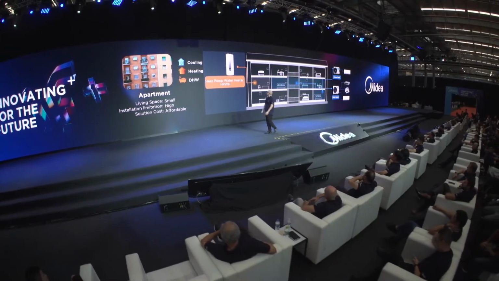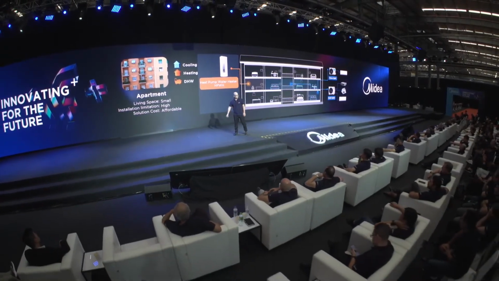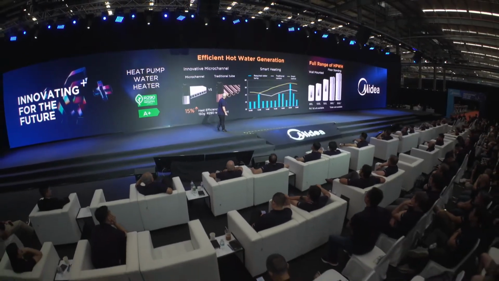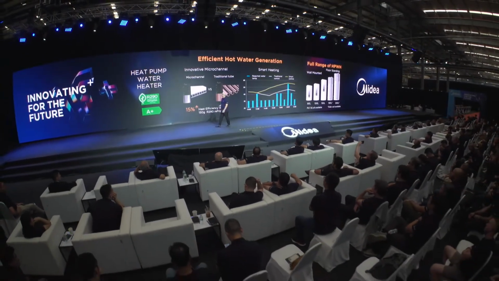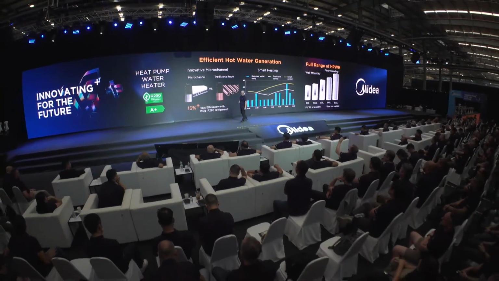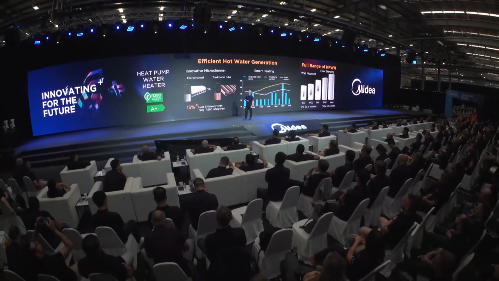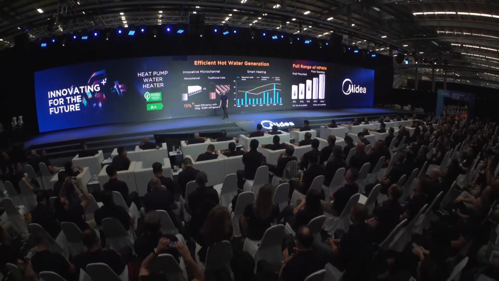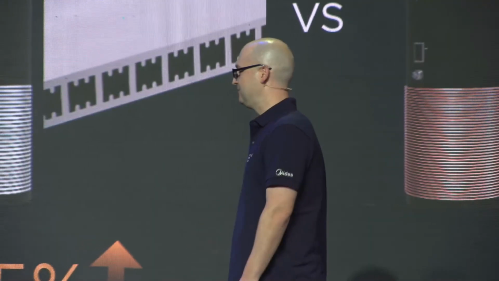But now, let's look at the water side of things. What can we do better when it comes to domestic hot water preparation? So here, for our heat pump water heater, we had one task. We wanted to use the R290 natural refrigerant. But at the same time, we wanted to achieve the A+ energy efficiency class, which is actually currently the best achievable for this product type.